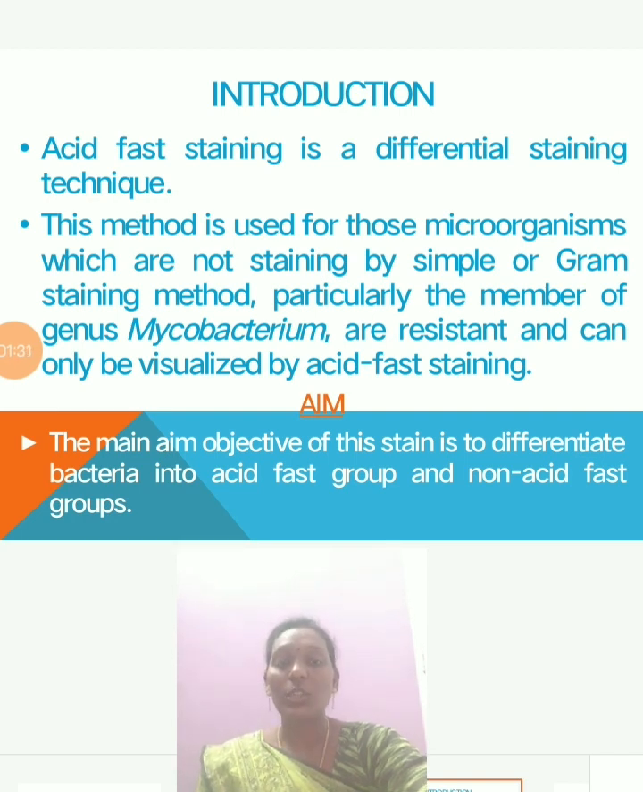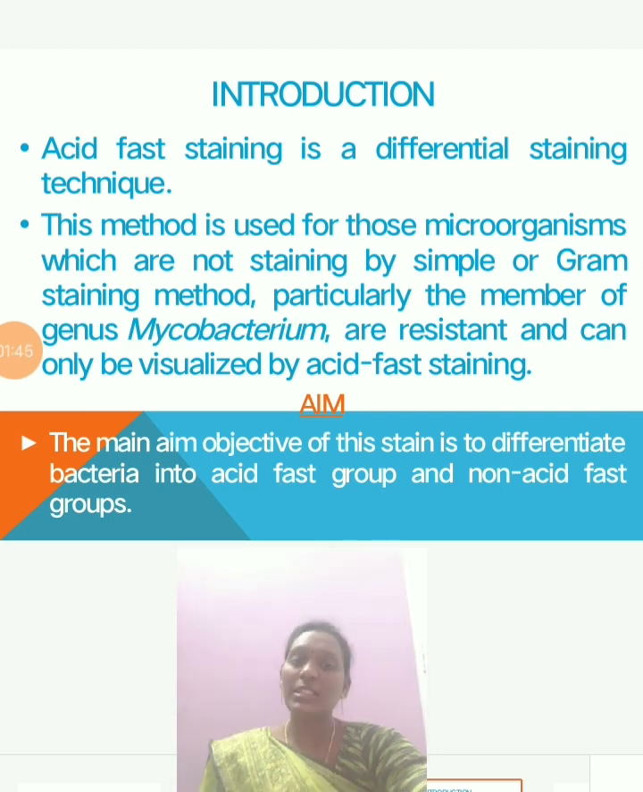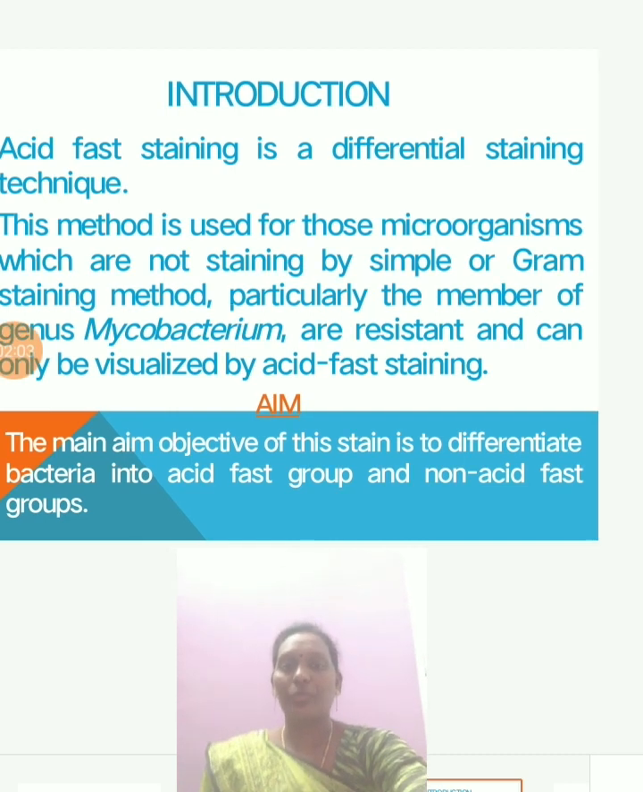Acid-fast staining is also a differential staining technique. With this method, you are going to differentiate a specific genus called Mycobacterium, which are resistant and can be visualized only by this type of staining, that is acid-fast staining. This Mycobacterium cannot be visualized by ordinary staining techniques like gram staining or simple staining. So the aim of this technique is to differentiate between an acid-fast group and a non-acid-fast group.